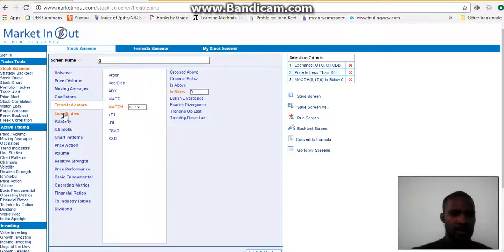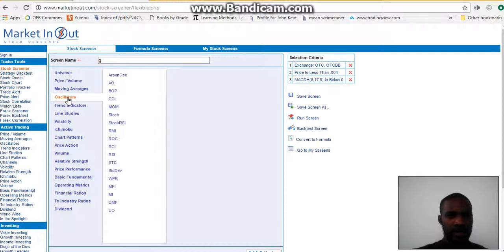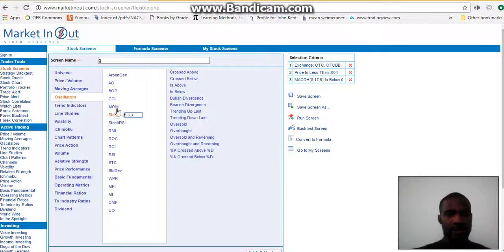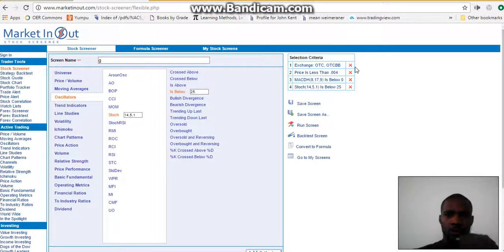And then the next thing is stochastic. That's going to be in oscillators. Stochastic is 14, 5, 1. And I want it to be below 20, or I'll say 25, just to give it a little bit more space. And those are the 4 that I want to run this stock screener on, so it'll find all these stocks hopefully.